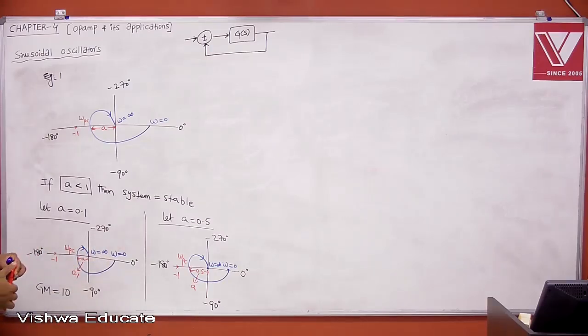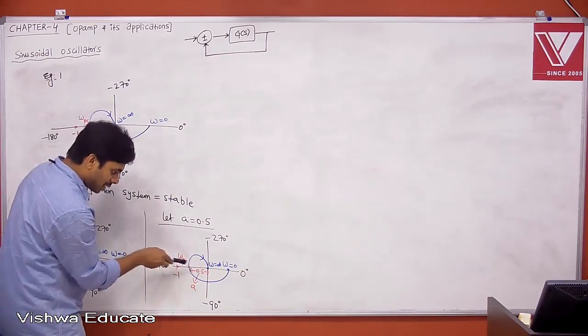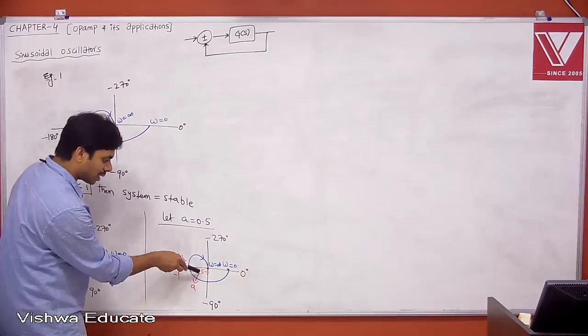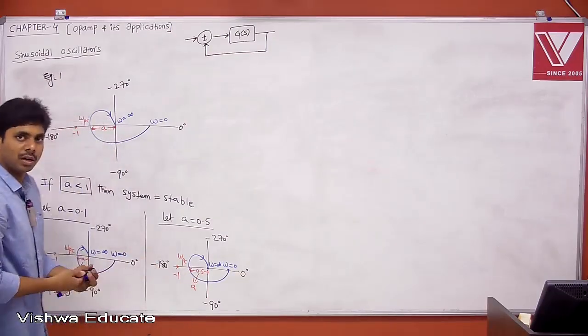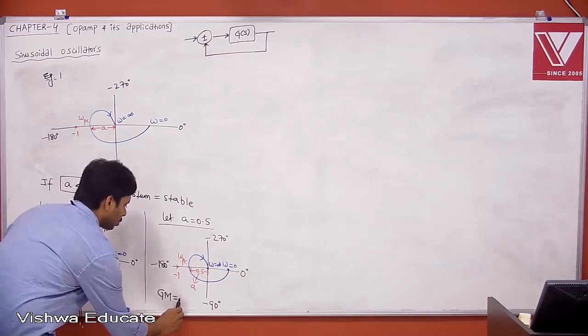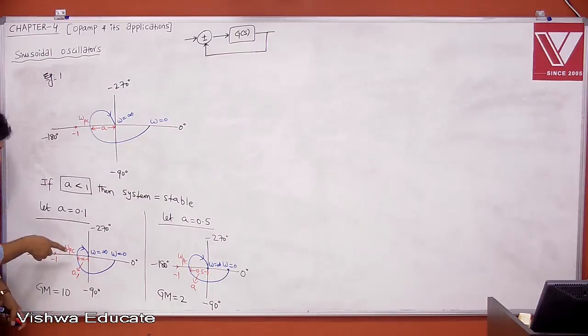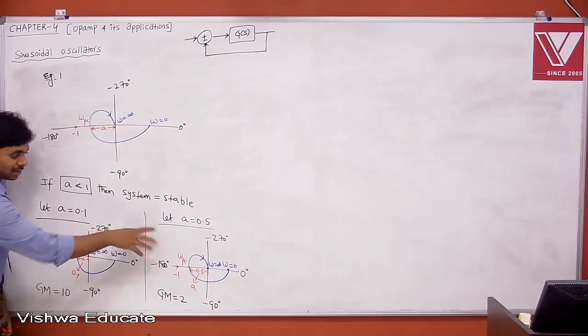Therefore, now tell me what is gain margin here? The factor with which if you multiply 0.5 such that it crosses 1. With what factor if you multiply it crosses 1? Can I say 2? Therefore, gain margin is 2 here. Which is having more gain margin? Can I say this is having more gain margin? What does it mean? Relatively, this is more stable than this.